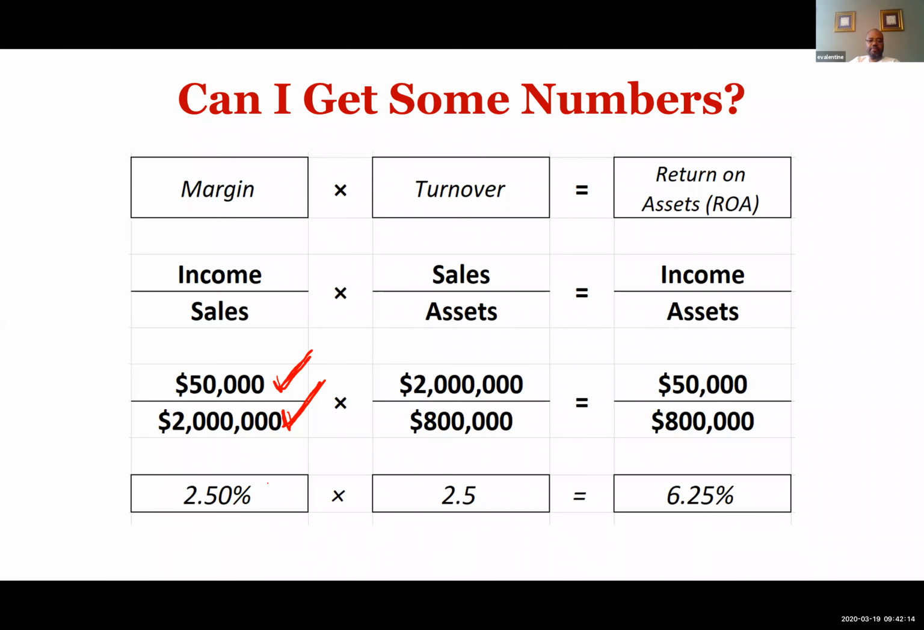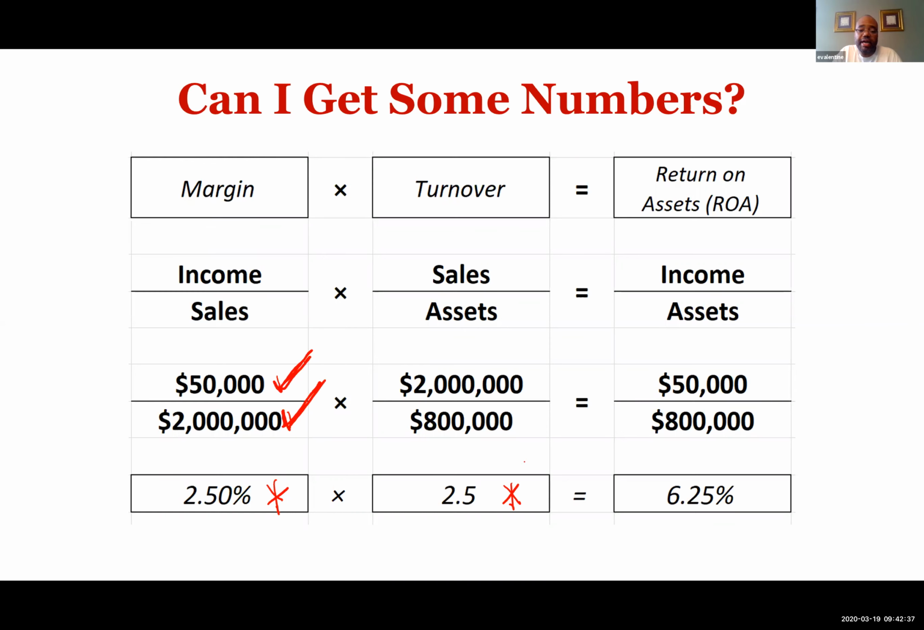2.5%. And so our turnover is 2.5 times. That's our sales divided by our total assets. So our assets are 800,000. So our sales generate 2.5 times what our assets are. Okay.